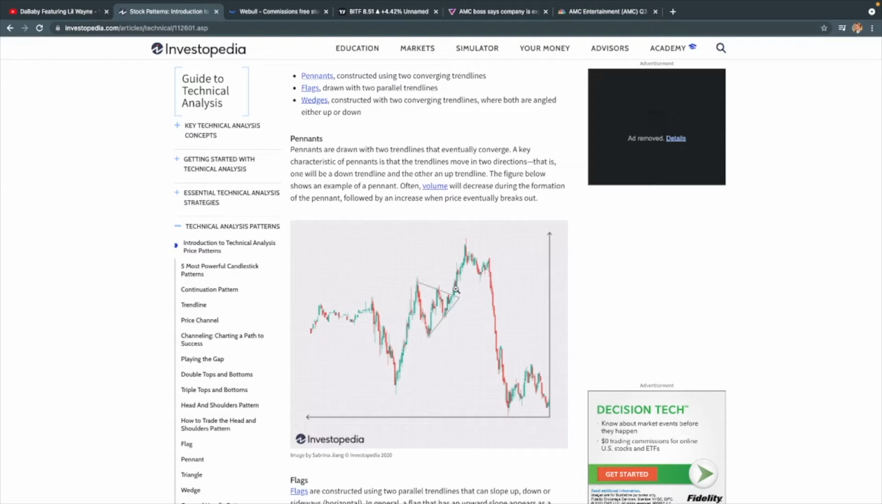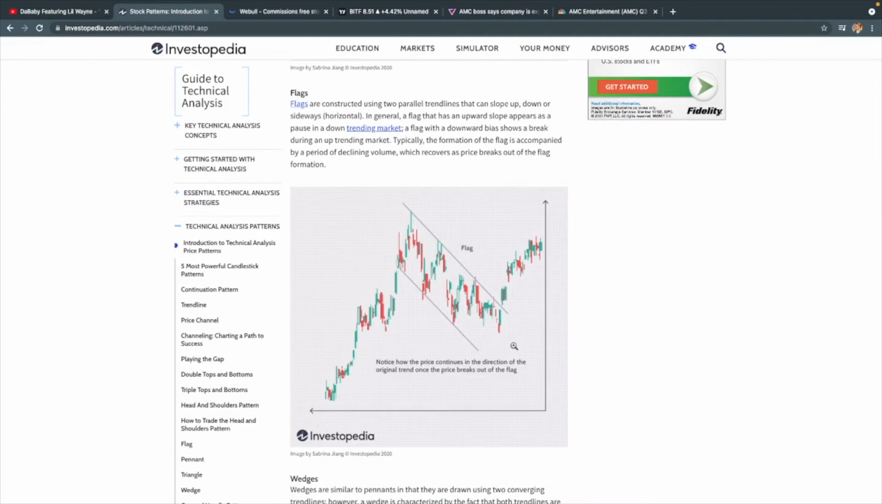So that's a pennant, and then often volume will decrease during the formation of the pennant, followed by an increase when eventually the price will break out of the pennant, okay? So this is called a breakout. You have your pennant and then a breakout, okay?